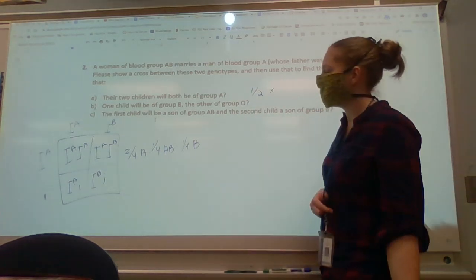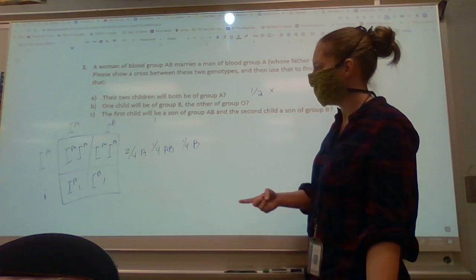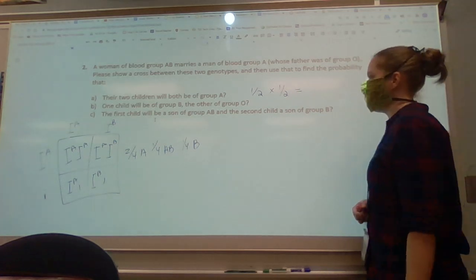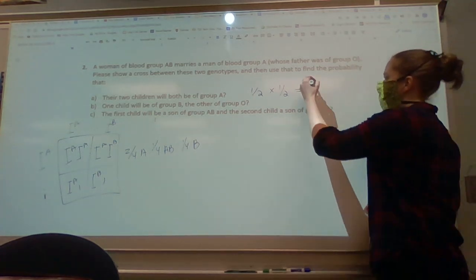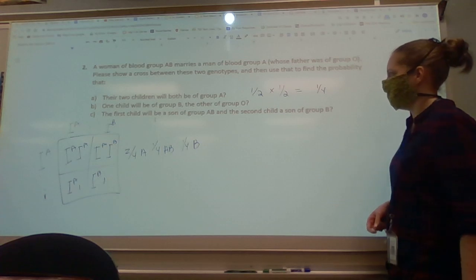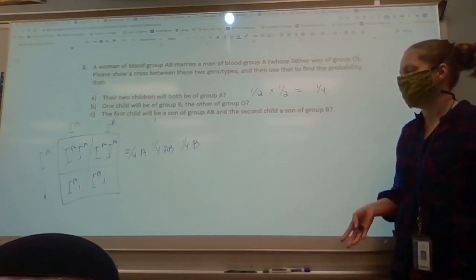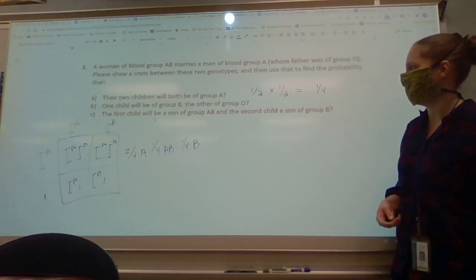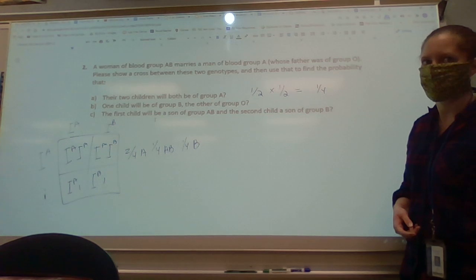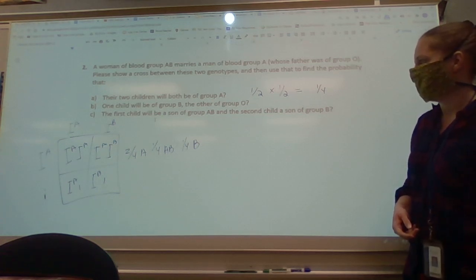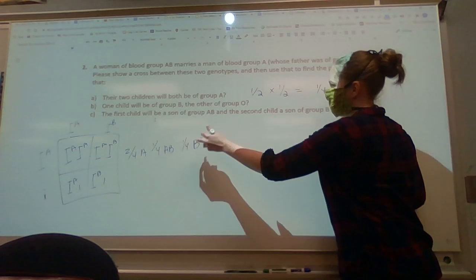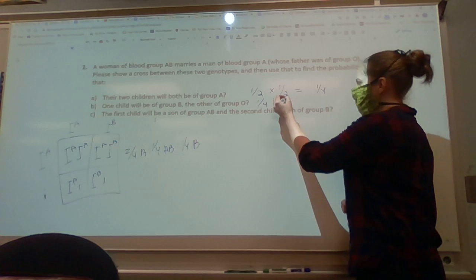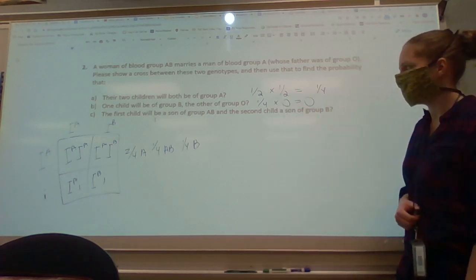And what's the chance that the other child will be group A? 1/2. So the probability that both children are going to be group A is 1/4. Or if you didn't simplify it, it would have been 4/8, which reduces, or 4/16, which reduces down to 1/4. Questions on that? One child will be group B, that's 1/4. One child will be type O, 0. Okay, 0 chance.